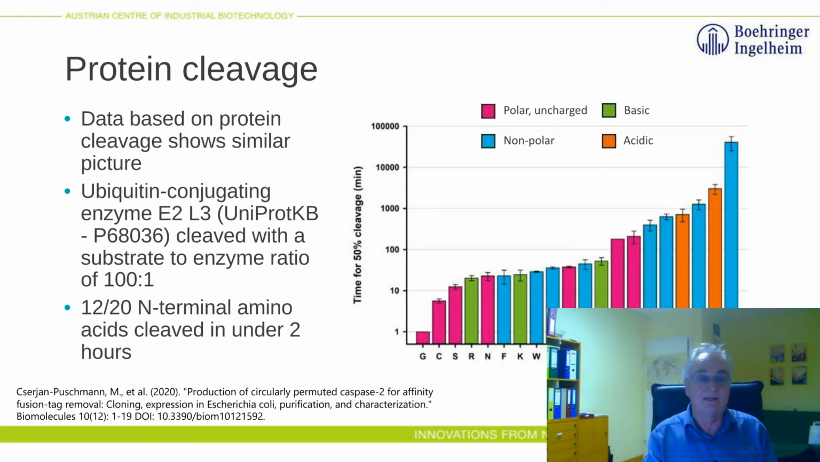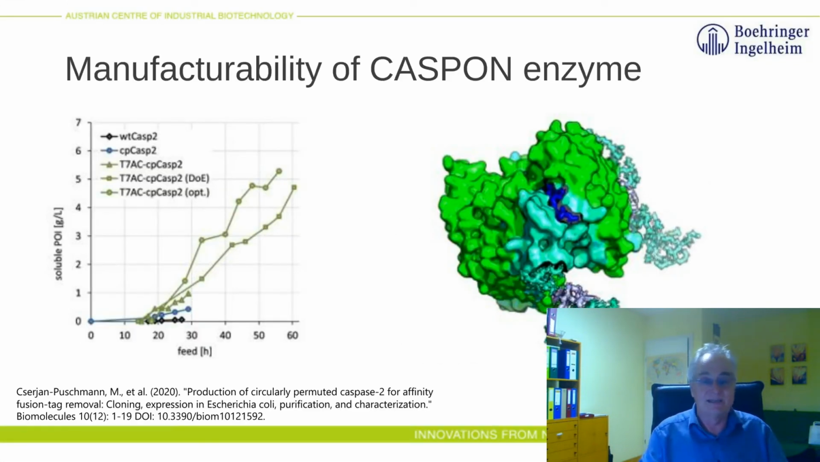But what are the advantages of this enzyme? It can really be highly overexpressed, to a very high titer, so a couple of grams per liter, and therefore the enzyme is available for, let's say, industrial purposes, so that you can afford to use such a strategy.